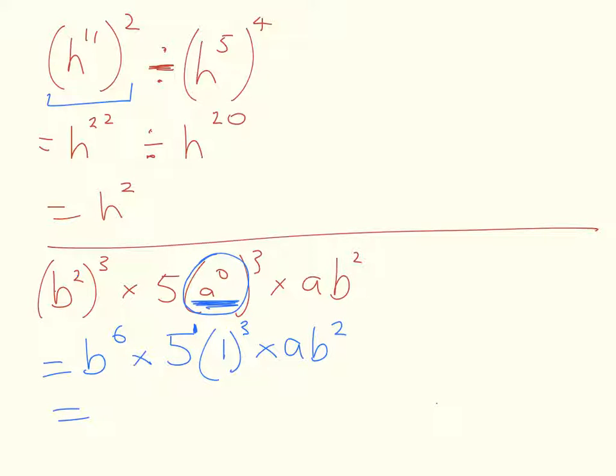So I end up with 5 times a times b to the 6, b squared, which is b to the 8, and then we're done. Nothing more I can do with that one. I have written that incorrectly, that should be an 8.